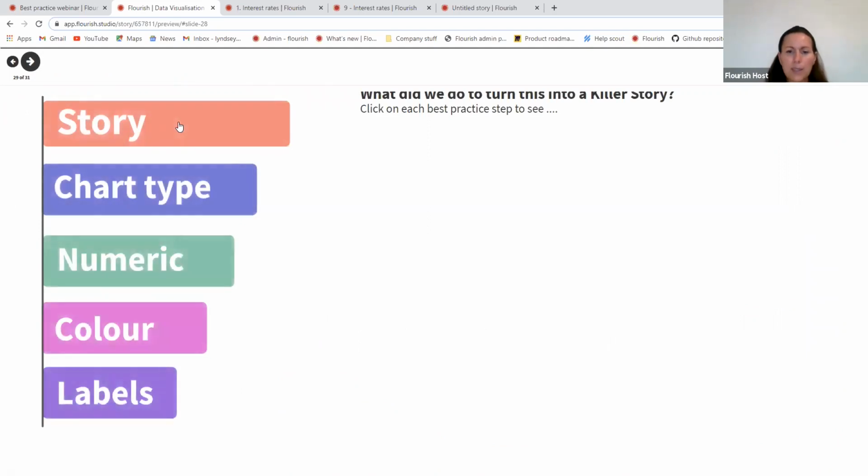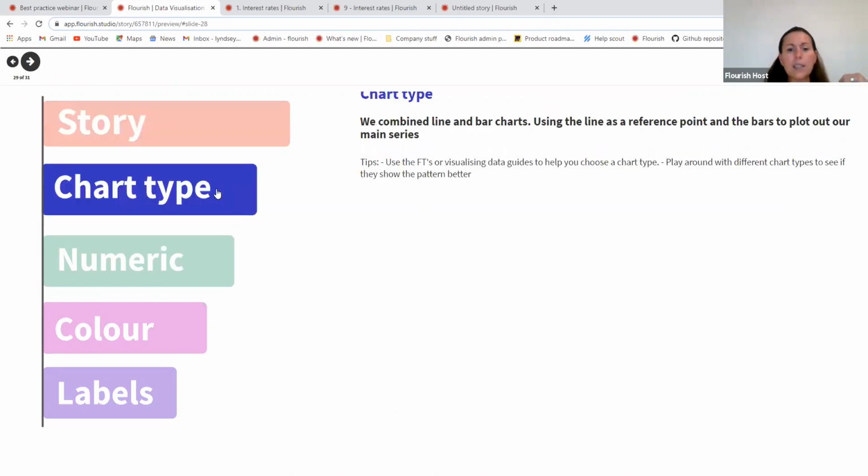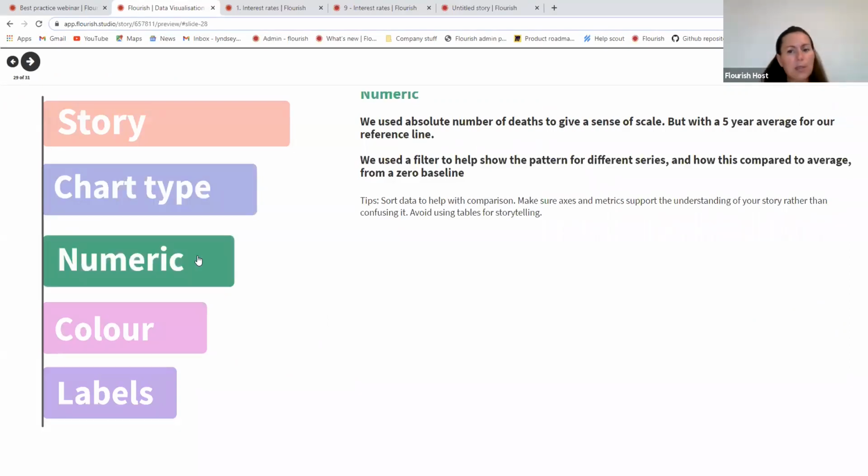And again, just summarizing what we did, we adapted the titles for the different messages in each slide. So every slide, we slightly changed our title to tell the person what we wanted them to take from that slide. We combined line and bar charts, using the line as a reference point for average deaths and the bars to plot out our main series. We used absolute number of deaths to give a sense of scale and the 5-year average for a reference line to average out any extreme years.